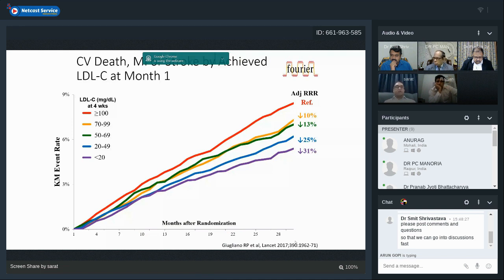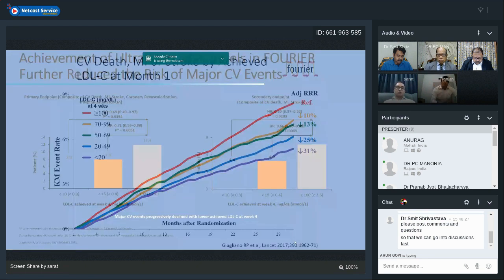And if the reduction of LDL is only between 70 to 99, as you see in the yellow line, the reduction is relatively less. So once again, it proves that the more the LDL reduction, the greater the benefit. Unfortunately, in the alirocumab trial, the ODYSSEY trial, when the patients achieved very low levels, they went on to reduce the injection dose or switch to placebo. So this kind of data may not come from the alirocumab trial, but in this particular four-year trial, it is very clear. The very low LDL brought greater benefit without any further increase of side effects. Now, the same thing is shown in a bar diagram.